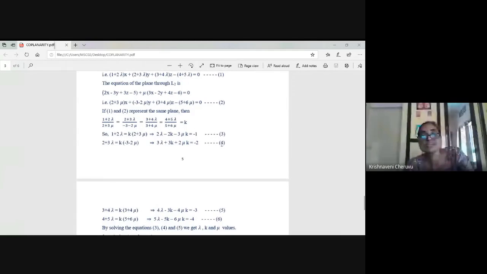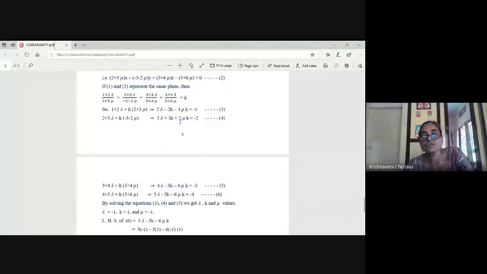Mu k from these 2 equations. Mu k means multiply equation 3 with 2, multiply equation 4 with 3, subtract, and the mu k term will be eliminated. Again, you take 4 and 5, multiply equation 4 with 4, and multiply equation 5 with 2, add them, and then the mu k term will be eliminated. So that you will have 2 equations in lambda and k. Solve them, get lambda k values, and substituting lambda k values in any one of these 3 equations, you get the mu value.